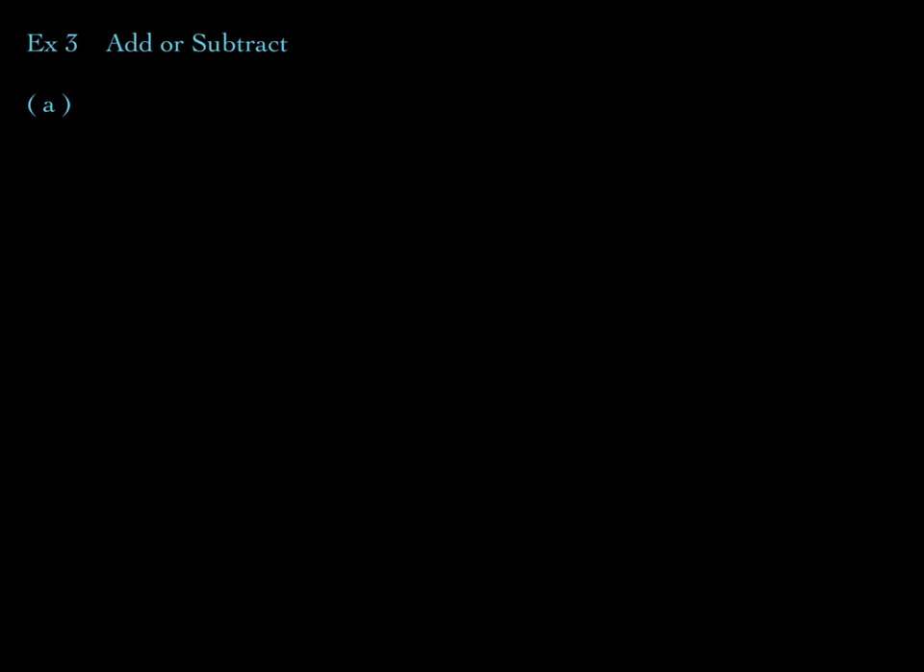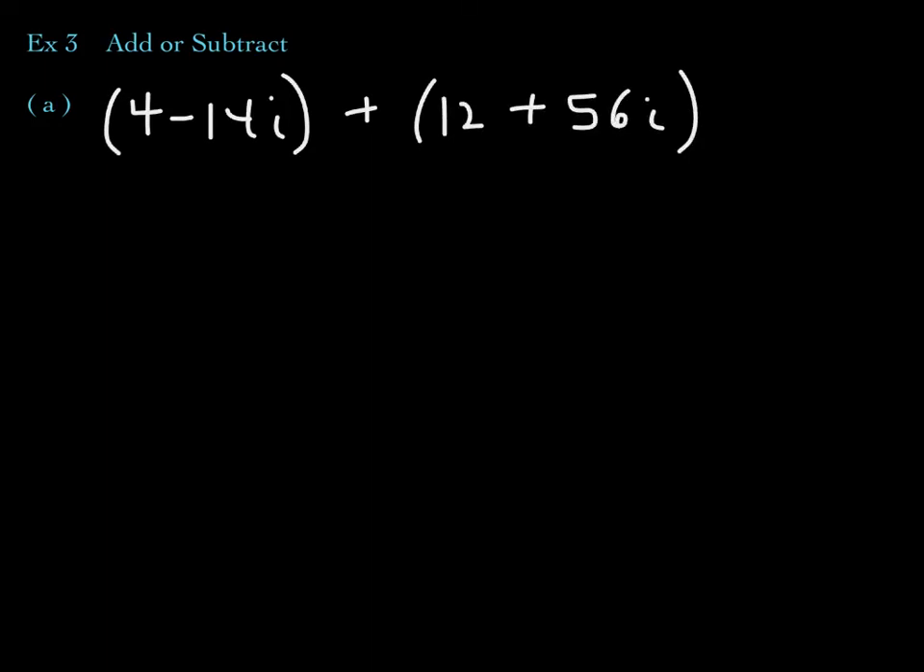All right, so here we have 4 minus 14i, that complex number, plus 12 plus 56i. Now, both of these complex numbers are written in standard form, so I'm going to go ahead and operate on them now. Notice that 4 is the real part, negative 14 is the imaginary part. 12 is the real part, 56 is the imaginary part. So how do you think we're supposed to add these two complex numbers? It's kind of like combining like terms.